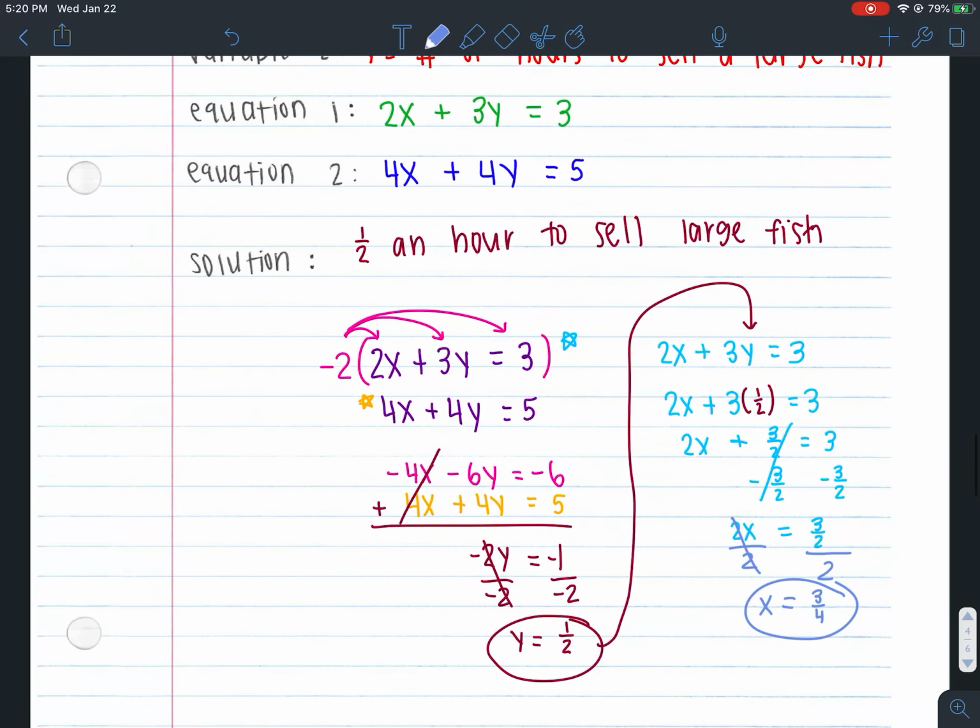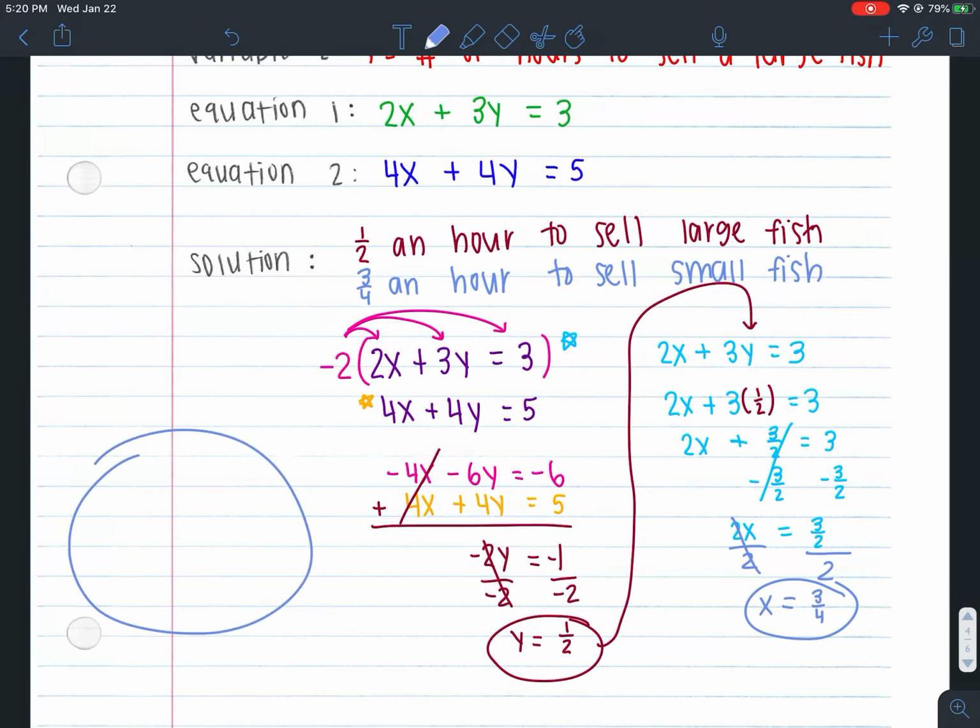Well, what does x represent in our problem? x is the number of hours to sell a small fish. So it took 3/4 of an hour to sell a small fish. Do you know how long 3/4 of an hour is? Well, if a whole hour is 60 minutes, right? And half an hour is 30 minutes, let's break this up into 4s. What's half of 30? 15, right? So I have 15, 15, 15, and 15.